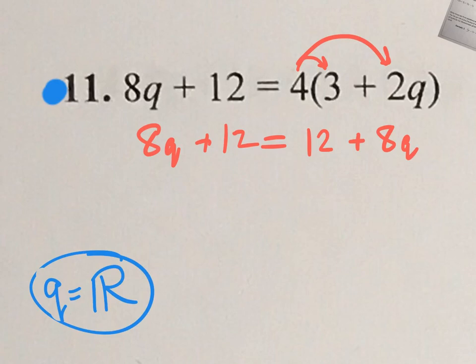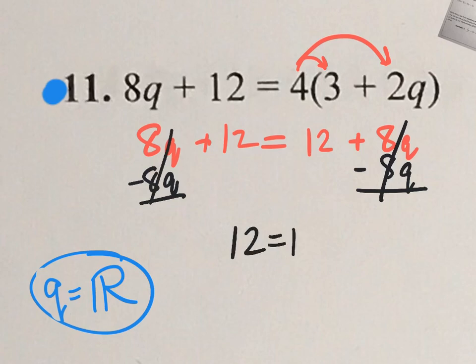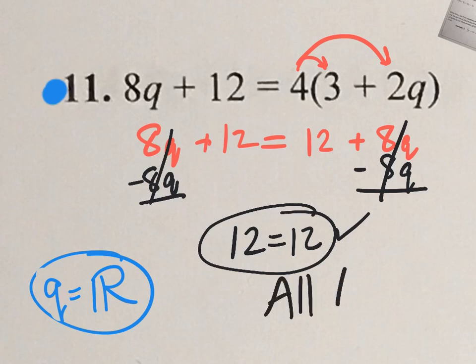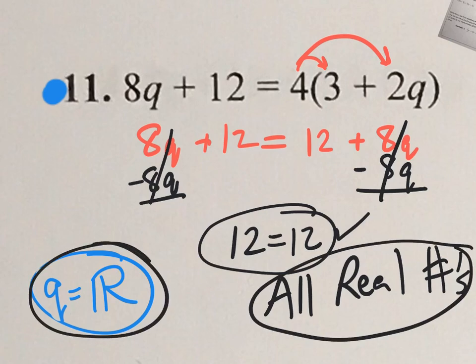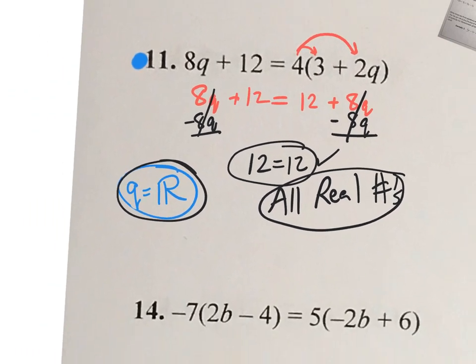Even if you didn't see it right off the bat, even if you kept solving and you're like, okay, I want to get q by itself on one side. So you would subtract 8q, and then at this point, the q's disappear and you have 12 equals 12. That's always true. So that's where you say all real numbers. So it's up to you if you want to write this answer or if you want to write it like that.